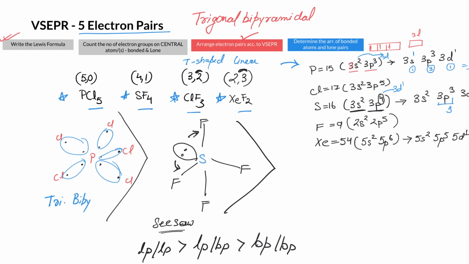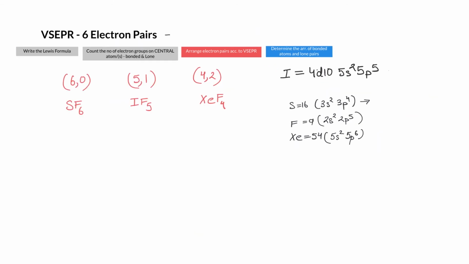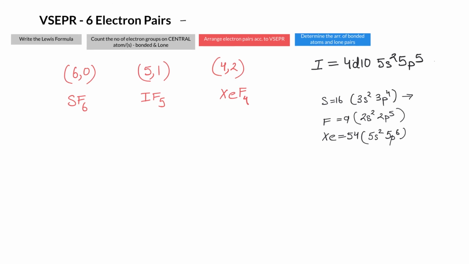So working through these problems will help you get better at it. Now, if you hope to get better, also try for 6 electron pairs. If you haven't already done this, again, I will be pausing for a second here. So you can stop the video right here, go back, practice these problems, and come back to the video. Here is the pause.